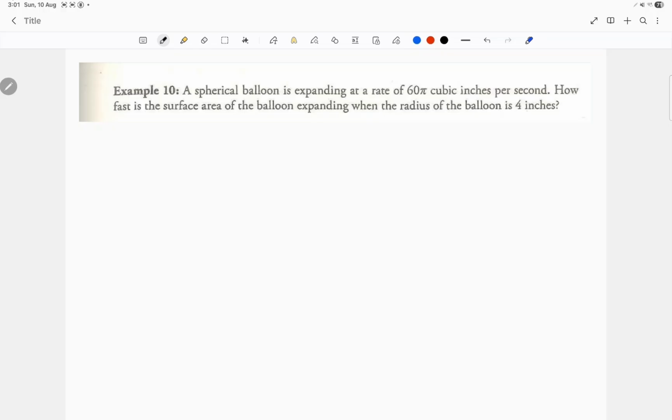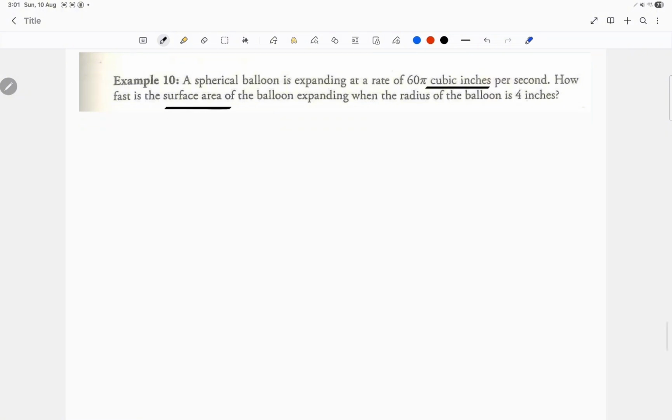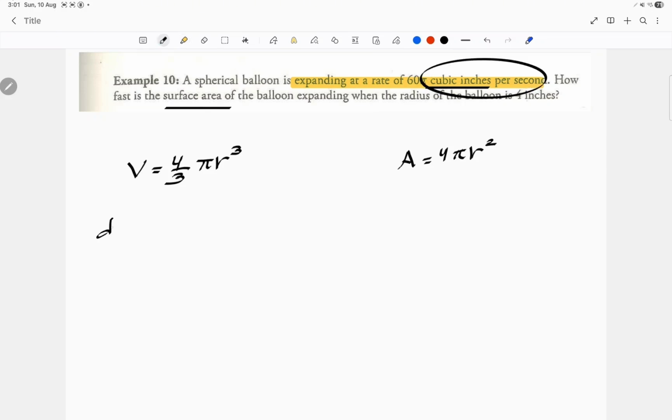Look, right now we're dealing with volume because they say cubic inches. We're also dealing with area. Let me give you both. So for a sphere, the volume is 4 over 3 pi r cubed, and the area is 4 pi r squared. The sphere is expanding at the rate of 60 pi cubic inches per second. Expanding means changing, means derivative. And since it's cubic inches per second, that means we're dealing with dV over dt.